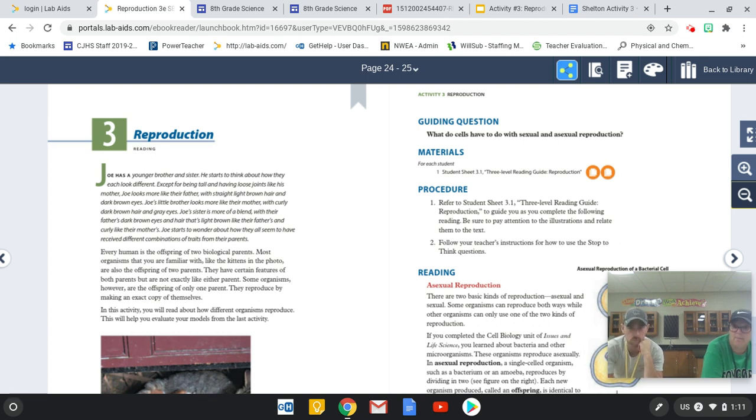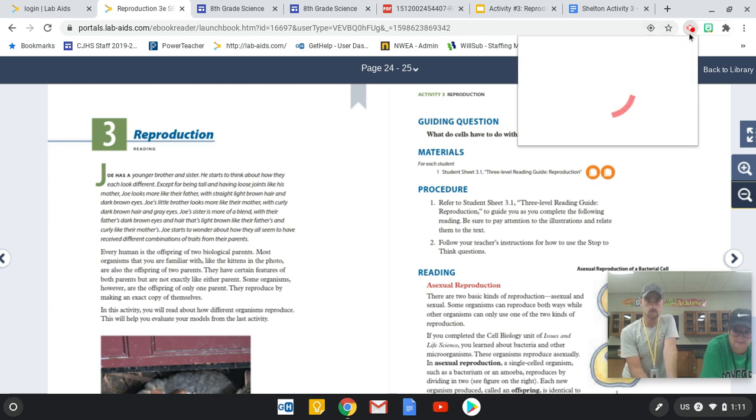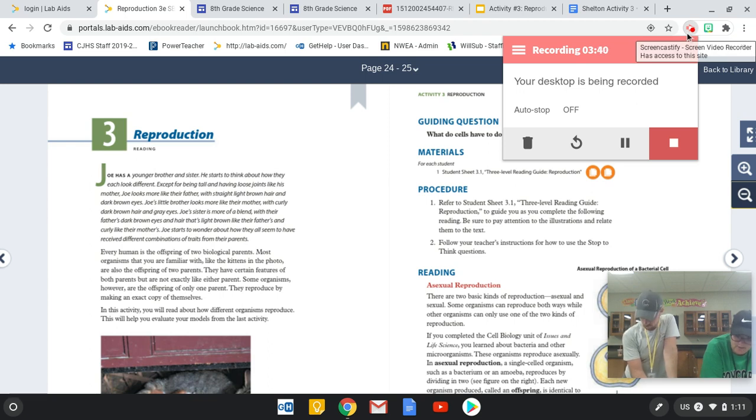At this time, pause the video and respond to Stopping to Think question number 1, found at the top of the next page. That question asks, in asexual reproduction of a bacterial cell, is it clear which of the two cells produced is the parent and which is the offspring? Explain your answer. Please note this is a 2-part question. As such, you need to respond to both parts.